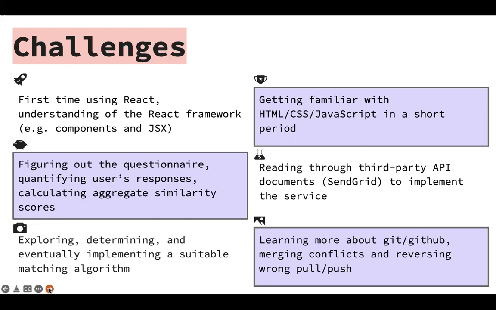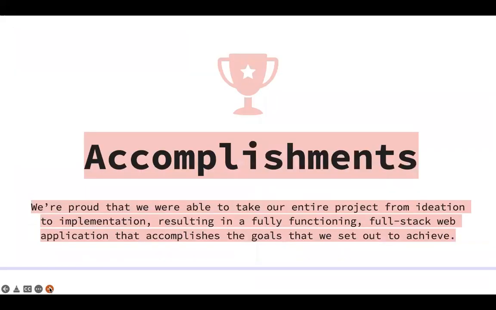We also faced some challenges with using the third-party API SendGrid to implement the automated email. And like any other project, we faced challenges with Git, GitHub, and resolving merge conflicts, pulls, and pushes.